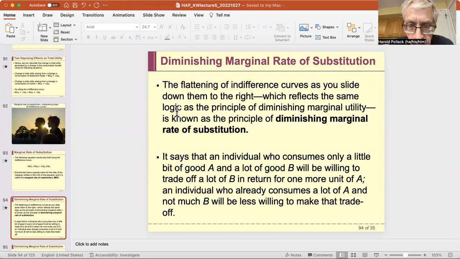Okay. So I'm belaboring the point about the intuition here, but it's really: what am I willing to trade off between these two goods at the margin?